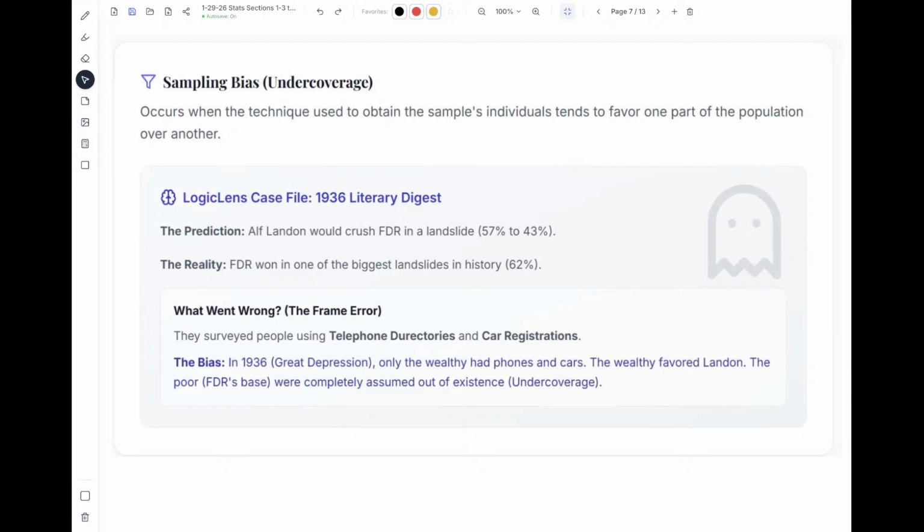They surveyed people by telephone, and they looked at car registrations. This was in 1936. Most people didn't have phones. Most people didn't have cars. The wealthy did. And the wealthy wanted Alf, which I still think is a very funny name, mostly because I grew up in the 80s. So they favored one over the other. And when the people came out to vote, that population was overrepresented in the polls, and they got it wrong.